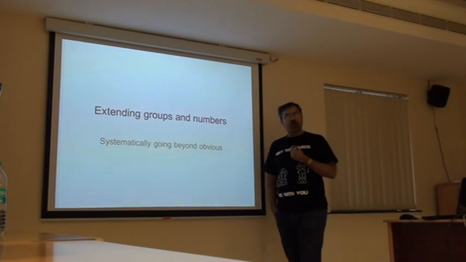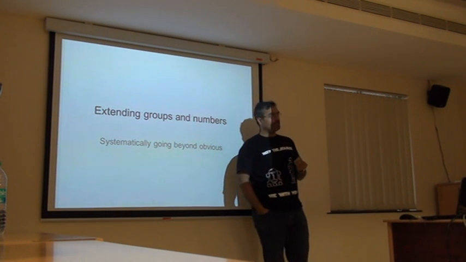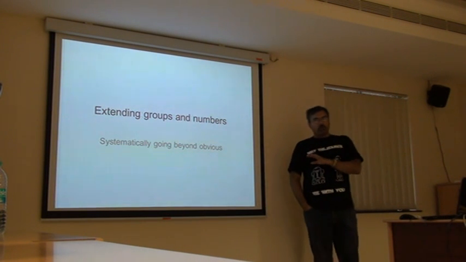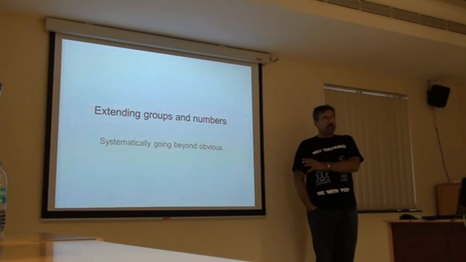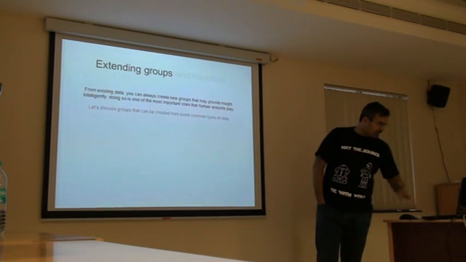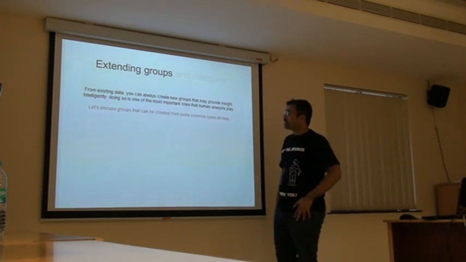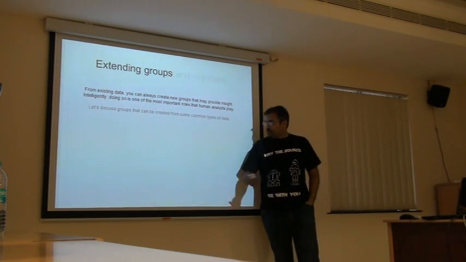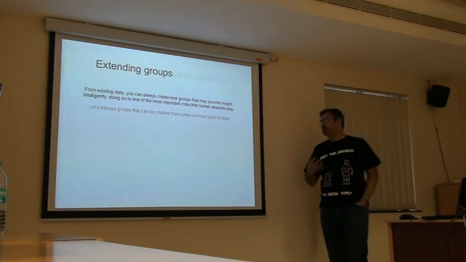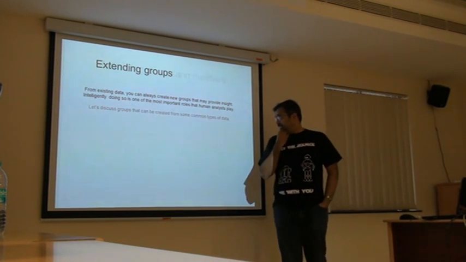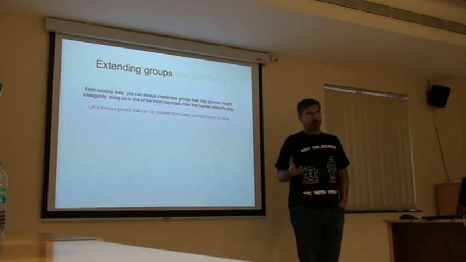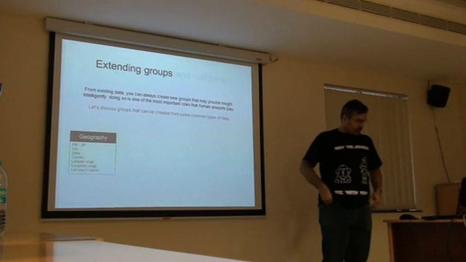And what I'm going to talk about is how you can create derived groups and derived numbers out of any set of data that you have. What I'm talking about from here on is more art than science, but I'm going to try and algorithmize this as much as possible. Let's start with how we extend groups. From existing data, you can always create new groups, and what you will be doing by and large is trying to find more interesting groups that you can create. I'm going to take 4 common types of data that you can create groups out of, and see how you can create groups out of those. Let's say you have geographic data.